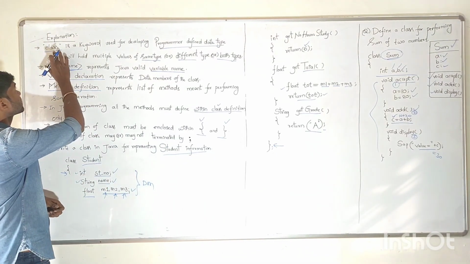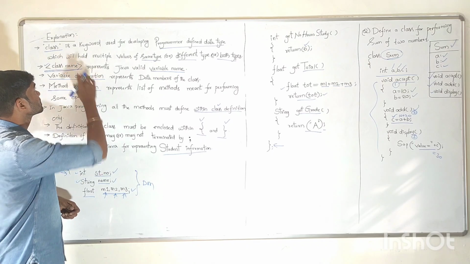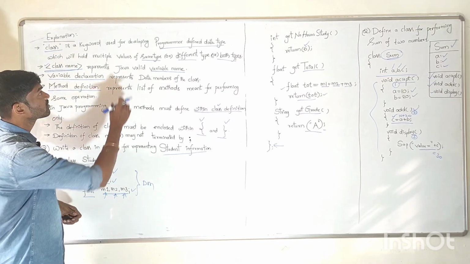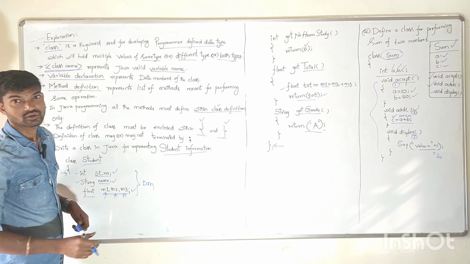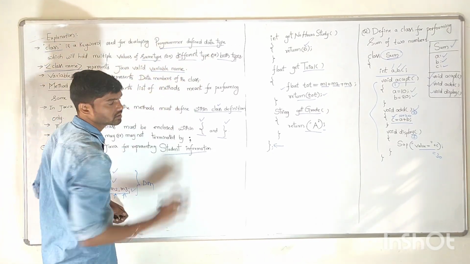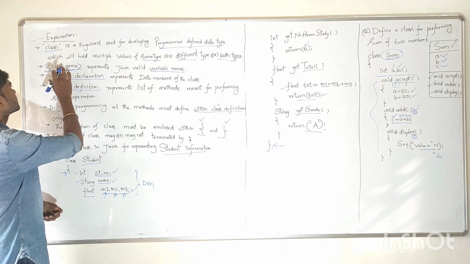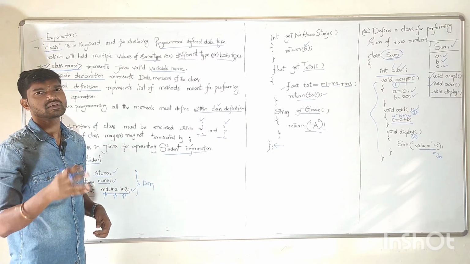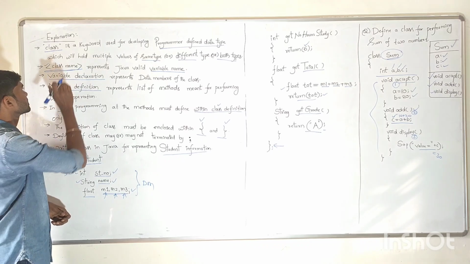In the syntax, I wrote a keyword called class. So what does class mean? A class is a user-defined or program-defined data type. Programmer-defined data types are for the purpose of storing multiple values of the same type, different types, or both types. And what does class name mean? It can be any user-defined name. You can give any user-defined name for its class name.